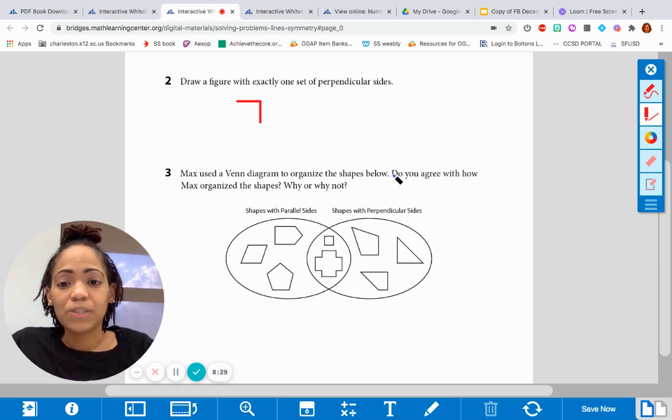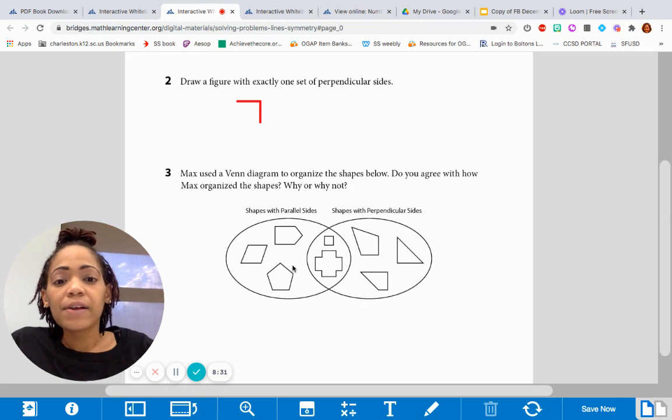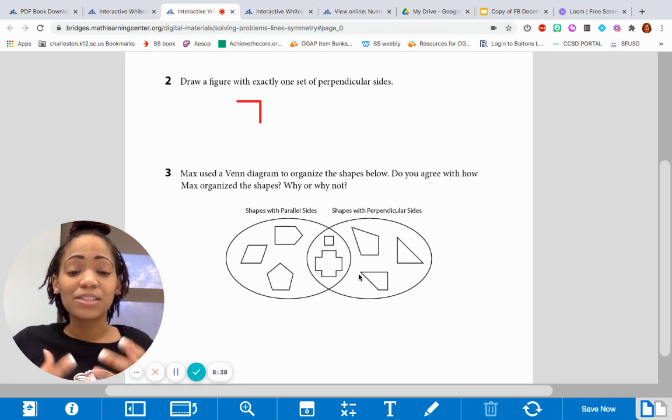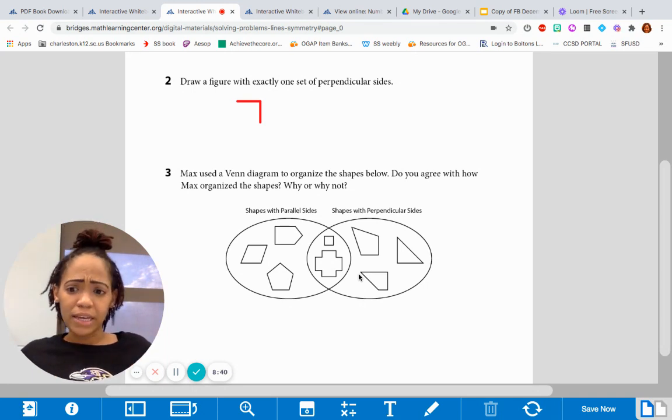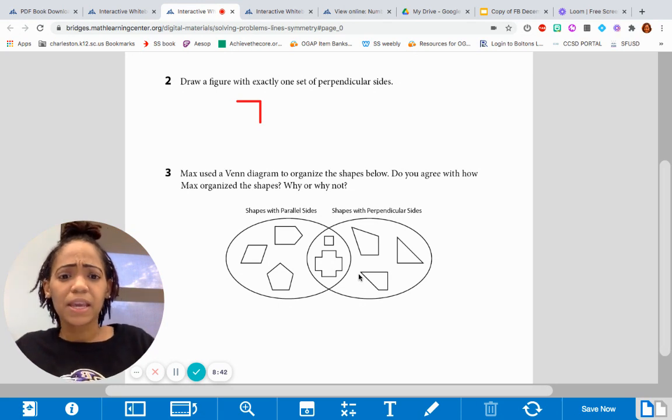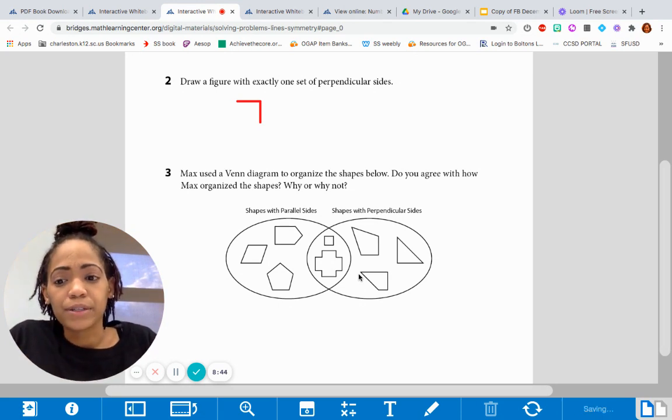The very last question says, here's a Venn diagram organizing shapes. Do you agree with how they organize the shapes? Why or why not? So again, that's this justification. Don't just tell me I don't agree. I need to know why you don't agree. And I want to see that in words.